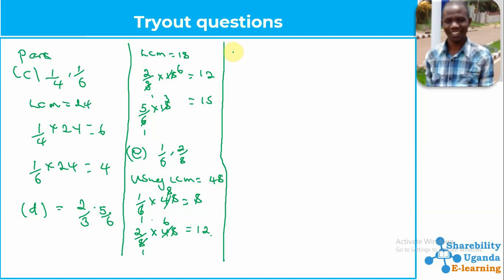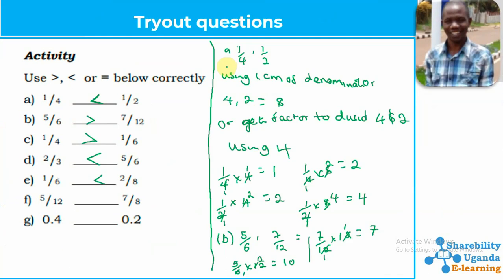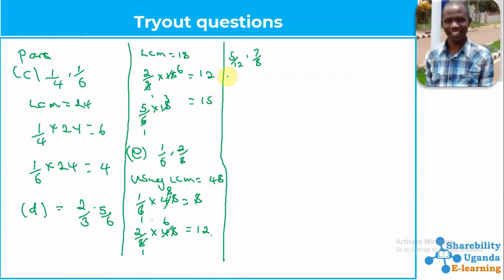The other numbers we have were 5 out of 12 and 7 out of 8. Is that right? 5 out of 12 and 7 out of 8. So let's look out for the number that can divide 12 and 8. We just get our 12 times 8, we shall get that number. So when you say 12 times 8, we get 96. So we are now going to use our 96 as our common multiple, the LCM.